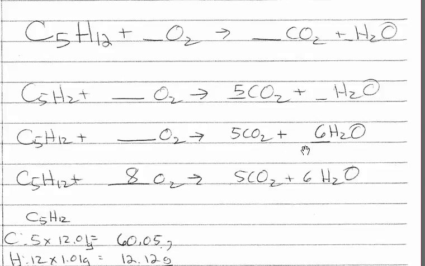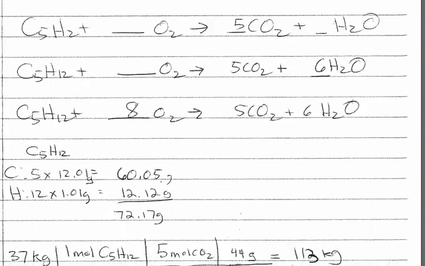Now I'm going to balance my oxygen. On my product side, I have 5 times 2, which is 10, plus 6 times 1, which is 6. 10 plus 6 is 16. So 8 times 2 is 16. I now have a balanced chemical equation. 1 mole of pentane reacts with 8 moles of oxygen to form 5 moles of carbon dioxide and 6 moles of water.